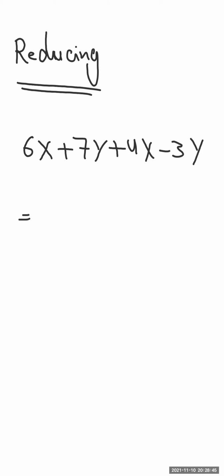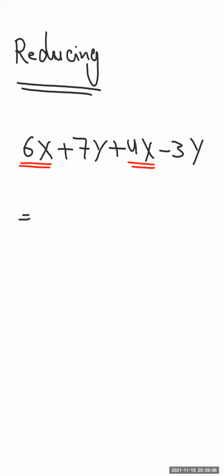In this case, guys, we said that we will just add or subtract the like terms. So concentrate well with me. Here, there is 6x. The next one is 7y. Okay, we can't add or subtract the unlike terms. Then the next one is 4x.